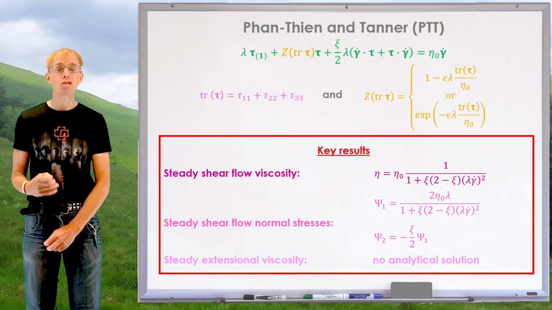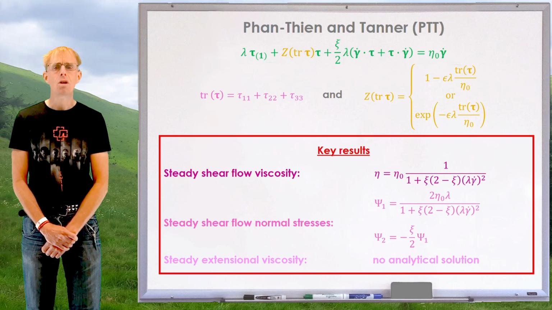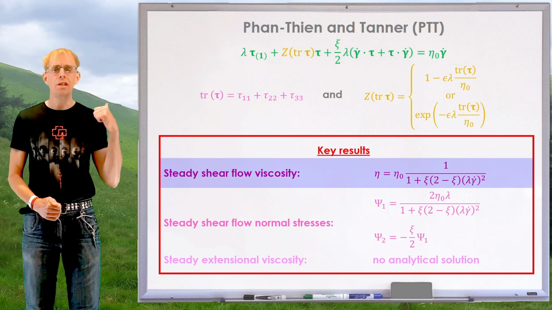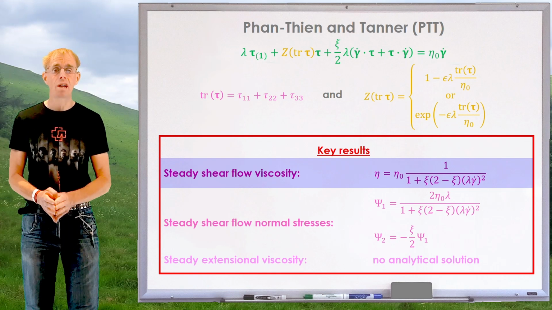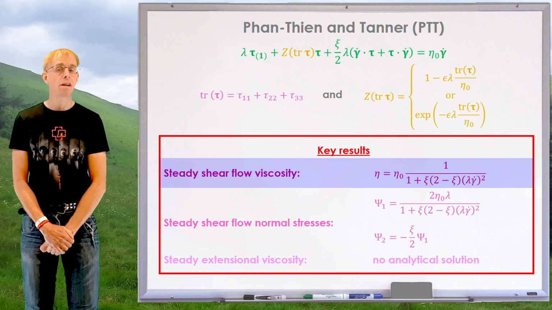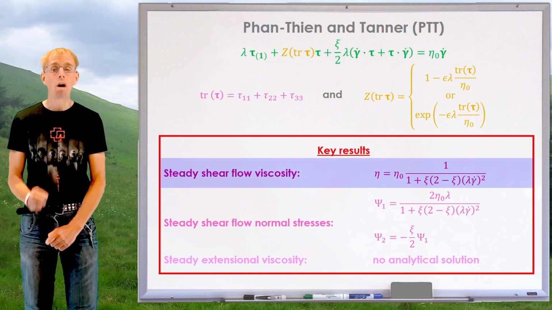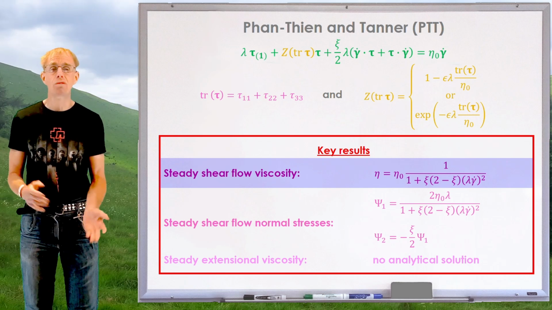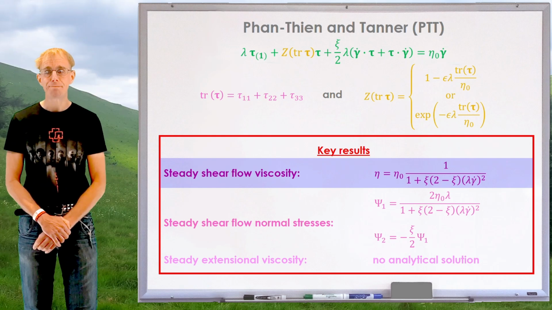We also said that there's no analytical solution for the steady extensional viscosity. So, what I'd like to do in this part of Lesson 5 is to derive the steady shear flow viscosity that Phan-Thien Tanner predicts. In doing that, we'll also see how we could easily arrive at either psi1 or psi2. Furthermore, we'll also see why there's no analytical solution for extensional viscosity, and we'll see the form of equations you'd have to solve in order to obtain that result numerically.